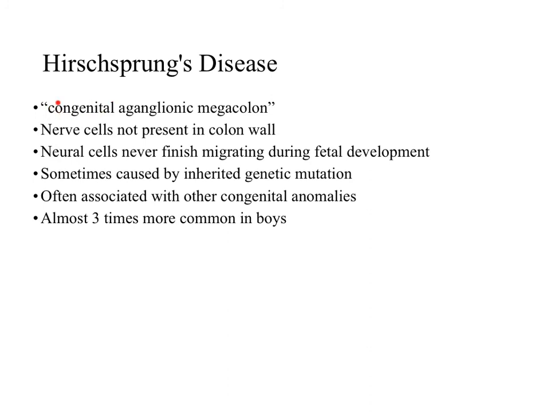So it's congenital. Babies are going to be born with it. It's aganglionic. No ganglia, no nerve cells. No nerve cells, and it causes a megacolon. So the part of the colon becomes really big, and we'll see that's because part of the colon is missing the nerve cells. The nerve cells just never finish migrating all the way down the intestine during fetal development.